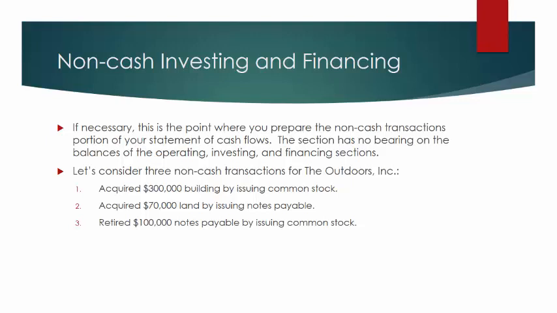They are going to acquire $300,000 of building by issuing common stock. They are going to acquire a $70,000 piece of land by issuing notes payable. And they're going to retire a $100,000 notes payable by issuing common stock in exchange.